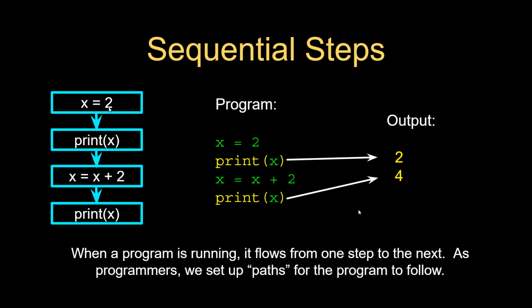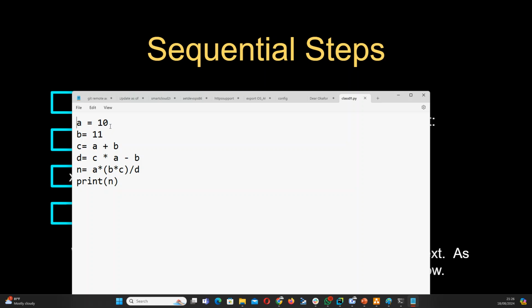So if x is equal to 2, then print x. Then x is equal to 4x plus 2, print x. Do you get it? So which one will run first? The first line will run, followed by the second line, followed by the third line, followed by the fourth line. This is the first line, this is the second line, the third line, the fourth line, the fifth line, and the sixth line.